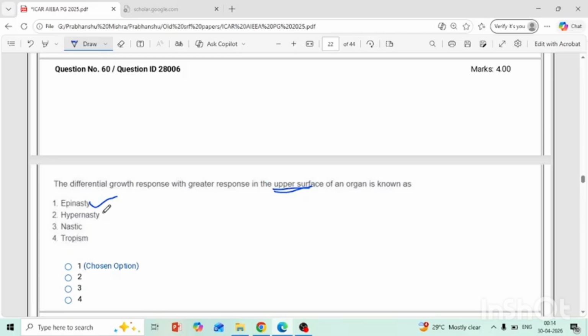Next one is the nastic tropism. You know the several types of tropism: phototropism, geotropism, thermotropism. These are several types of growth behavior present in plants. Accordingly, they have asked this question.